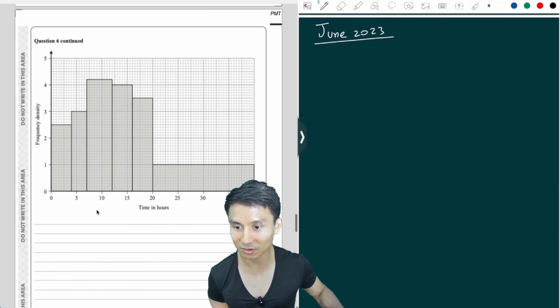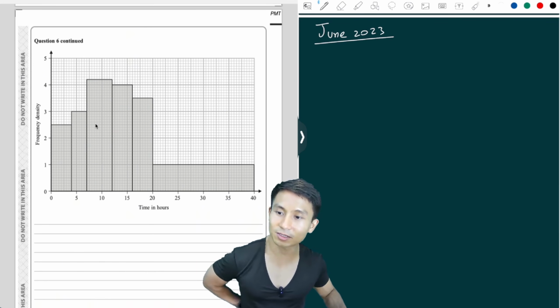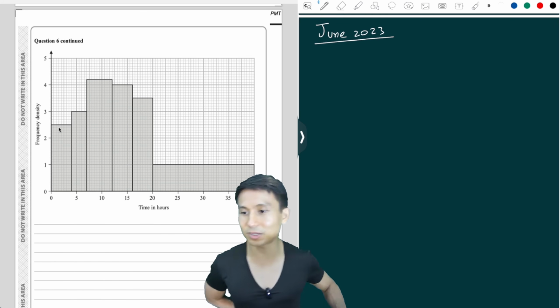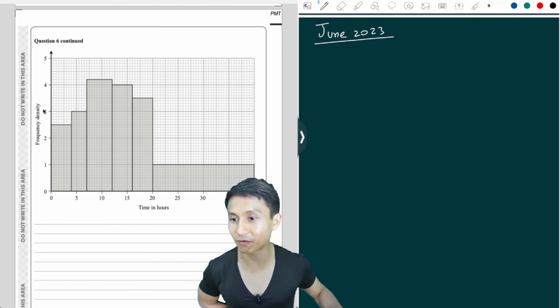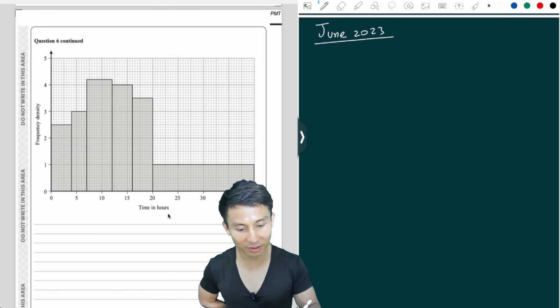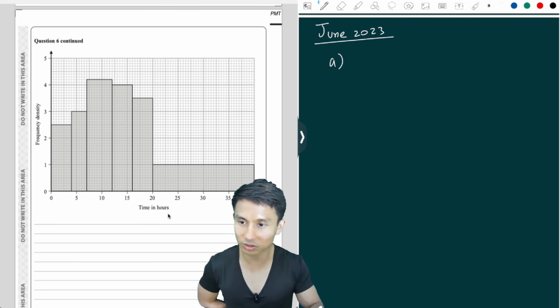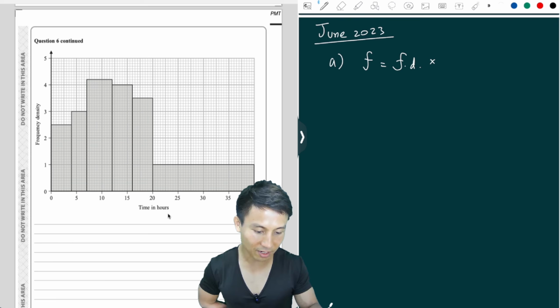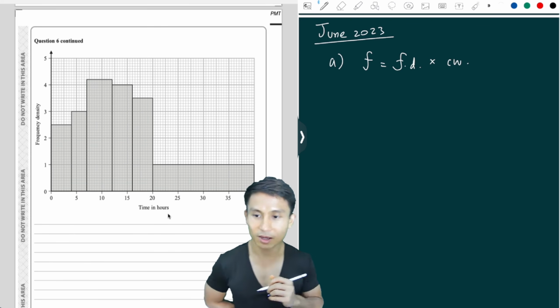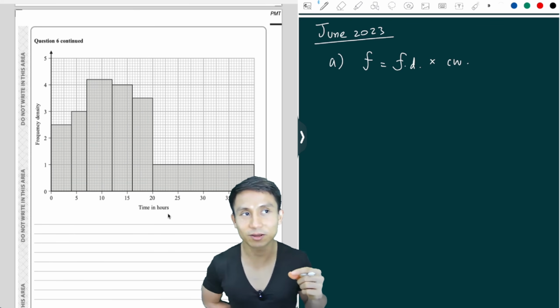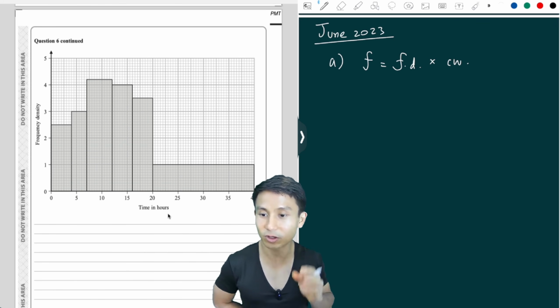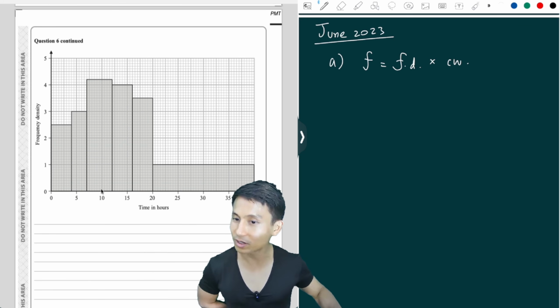So 10 to 30, so 10 is here, 30 is here, right? Because the histogram typically has the y-axis as frequency density, right? And the x-axis is just the data. So we've got to be careful there. Just be reminded that the frequency is the frequency density times the class width. Now, what if we don't want the frequency of a single bar? We want part of it, right? We can use the same concept.